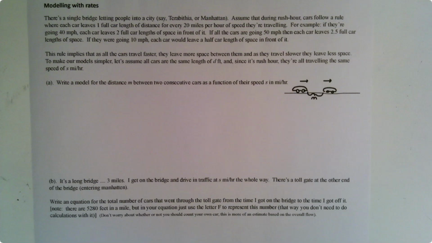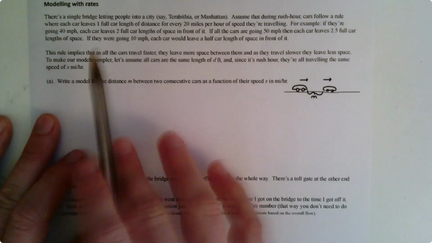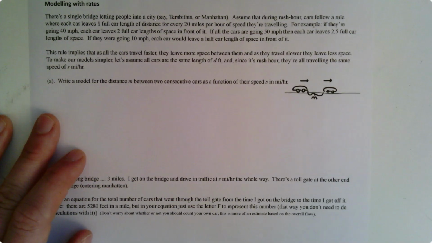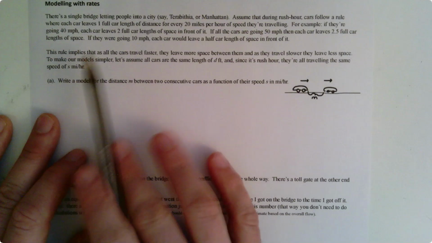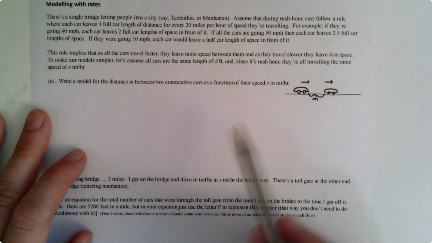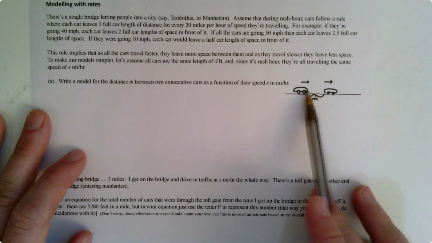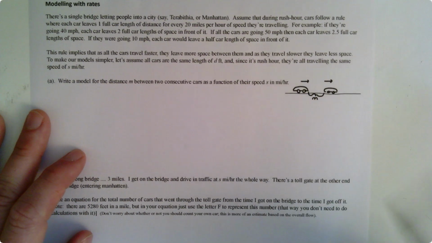Hello, everybody. Let's look at this problem about driving and traffic density. So I'm imagining a single bridge letting people into a city. It's rush hour. Cars are following a rule for follow distance. So they're going to leave one full car length for every 20 miles per hour of speed they're going.